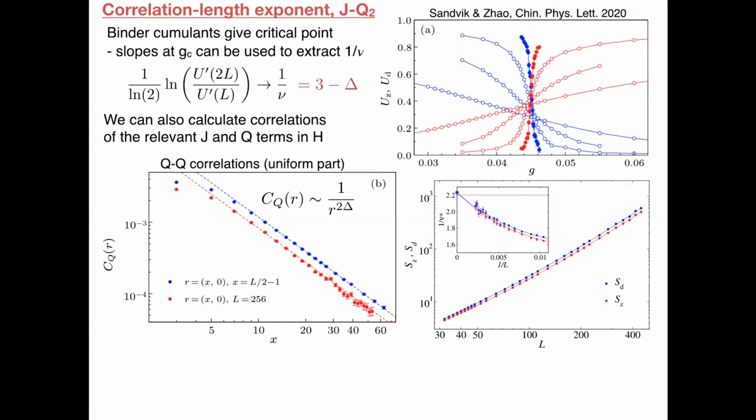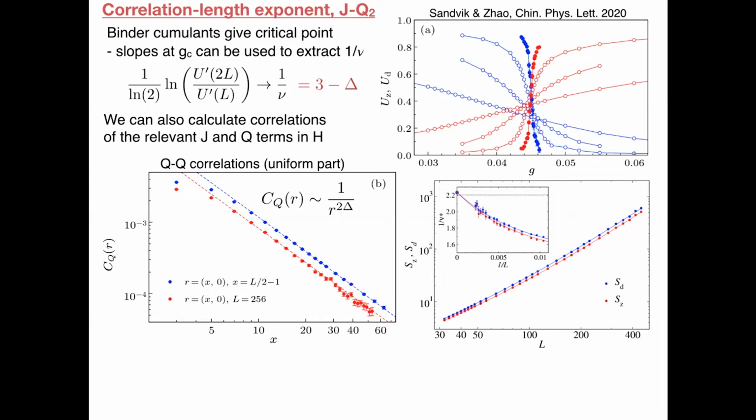So then the QQ correlations should actually give the same exponent. It should give that delta. Now there's a little bit of a complication here, which I don't want to go into, but this is what I say here, that it's the uniform part. Let me not talk about that. It's sort of a distraction. But anyway, what we have in the end is a correlation function that decays as a function of distance.